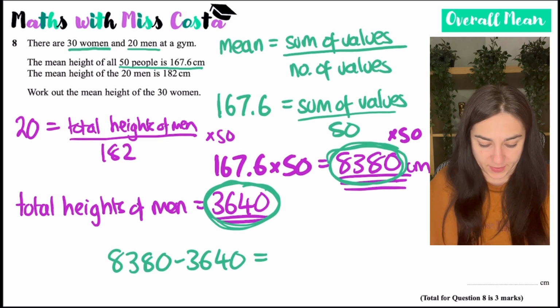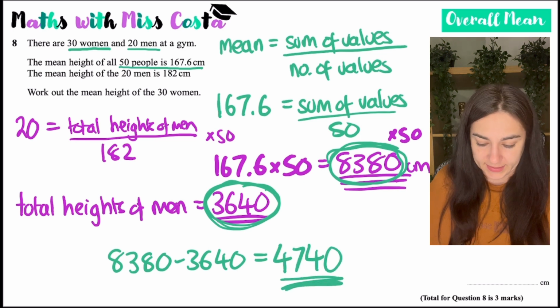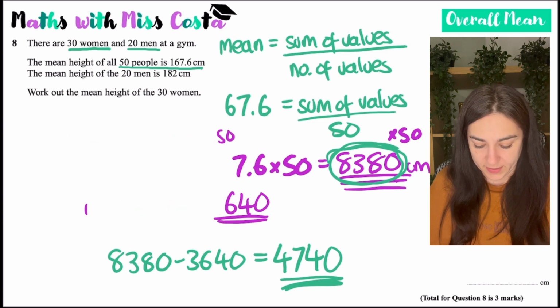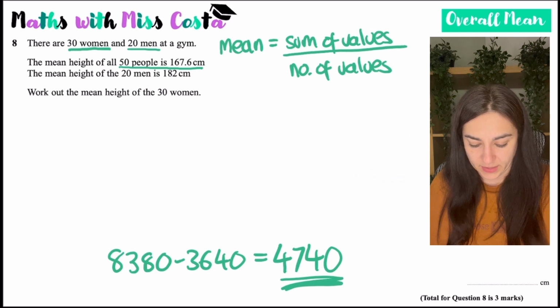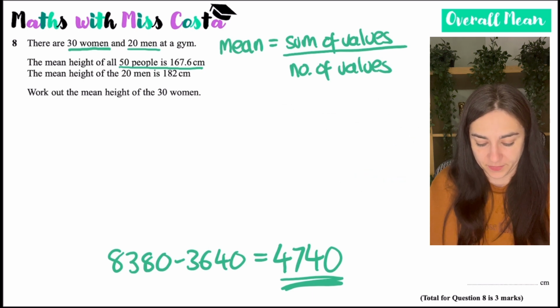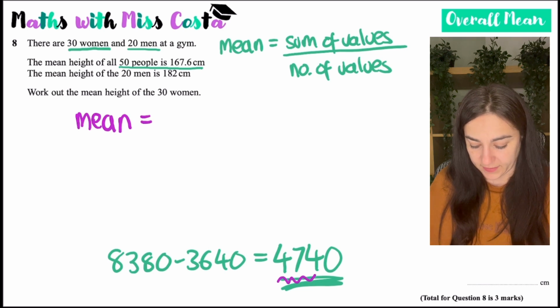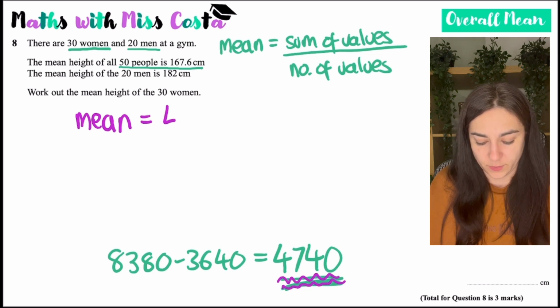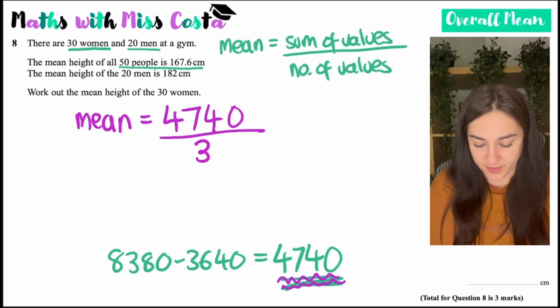So 8,380 take away 3,640 gives me 4,740. So I know that the total heights of the women must be 4,740. And I need to work out the mean height. How do I work out the mean? Well, it's the sum of all the values. So the sum of all of the heights of the women, which is 4,740. And I divide that by the number of women, the number of values, which is 30.